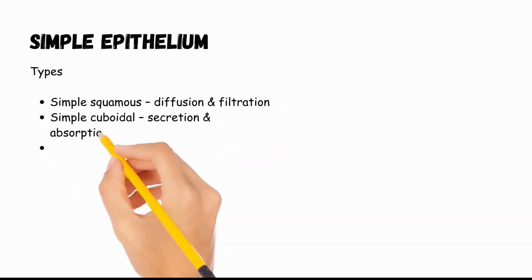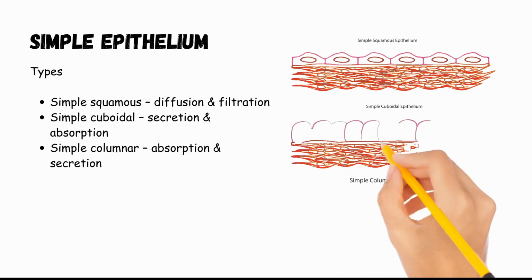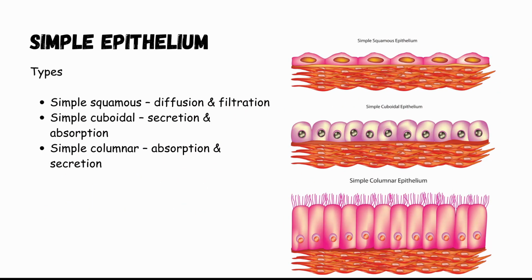Simple epithelium has only one layer of cells, making it thin and ideal for diffusion. Simple squamous epithelium consists of flat cells and is found in alveoli of lungs and blood vessels. Simple cuboidal epithelium has cube-shaped cells and is involved in secretion and absorption, commonly seen in kidney tubules. Simple columnar epithelium has tall cells and is found in the stomach and intestines, where absorption occurs.